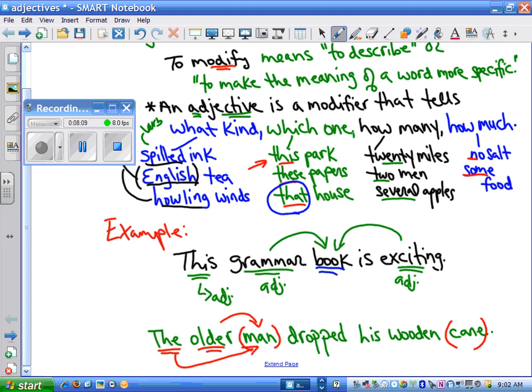The older man dropped his. There's that possessive pronoun again. Remember those possessive pronouns working like adjectives, right? Taking the place of this noun. So it's describing cane, right? Showing possession of cane. What kind of cane is it? It's not a steel cane, it's a wooden cane. So wooden is our other adjective.